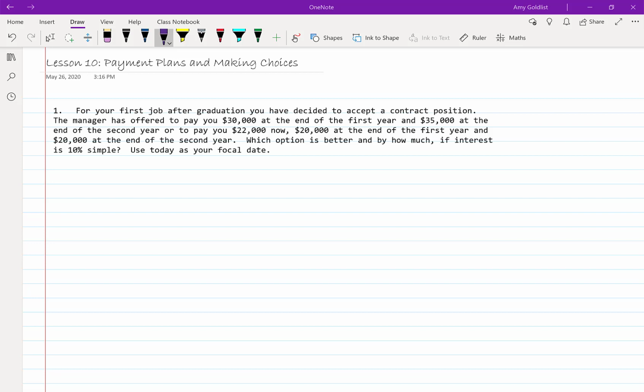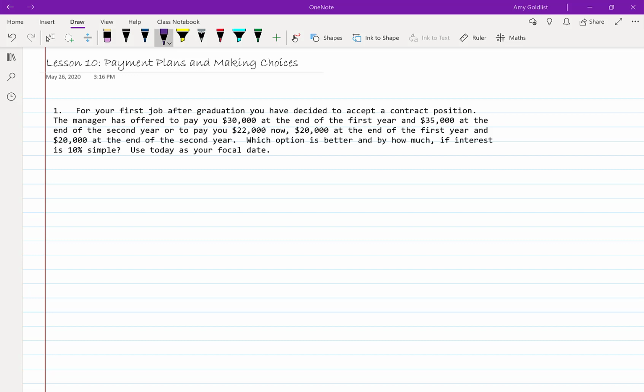Lesson 10, Payment Plans and Making Choices. Let's start with a question, and we're going to work through this question and learn how to make decisions using interest rates.